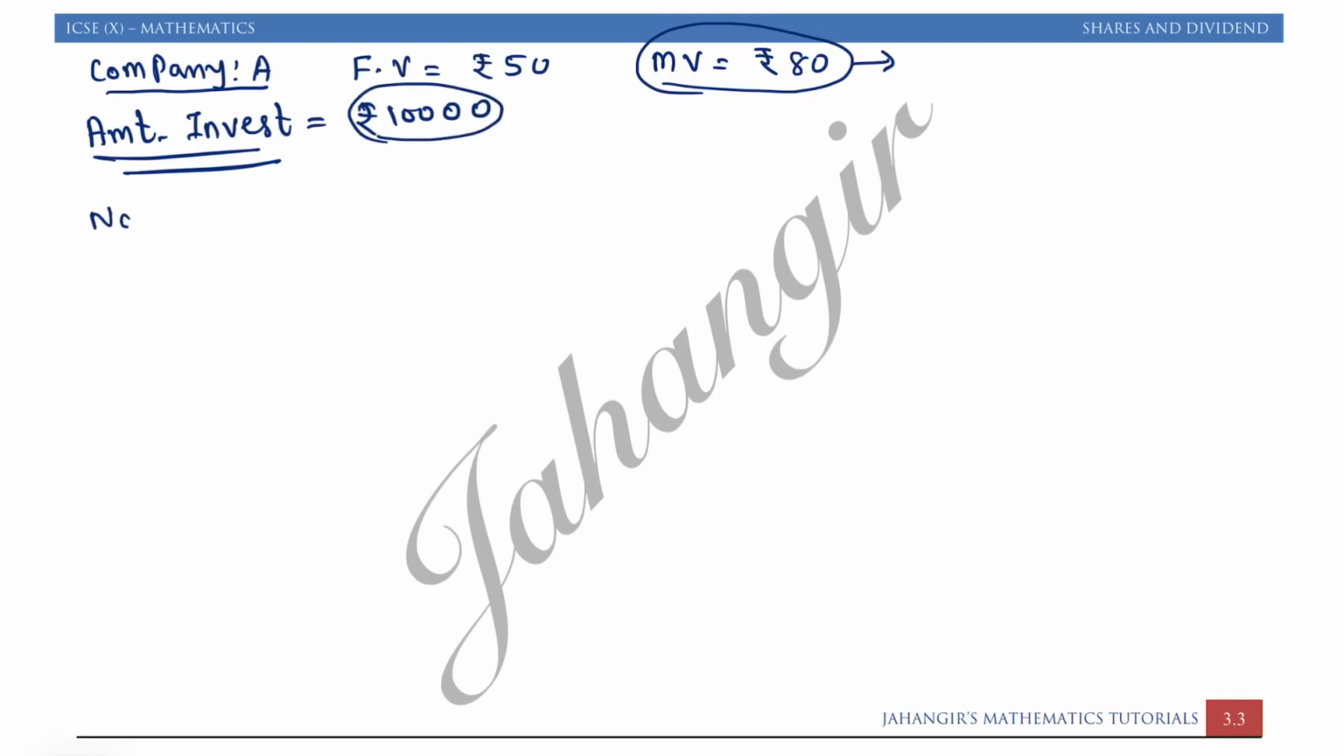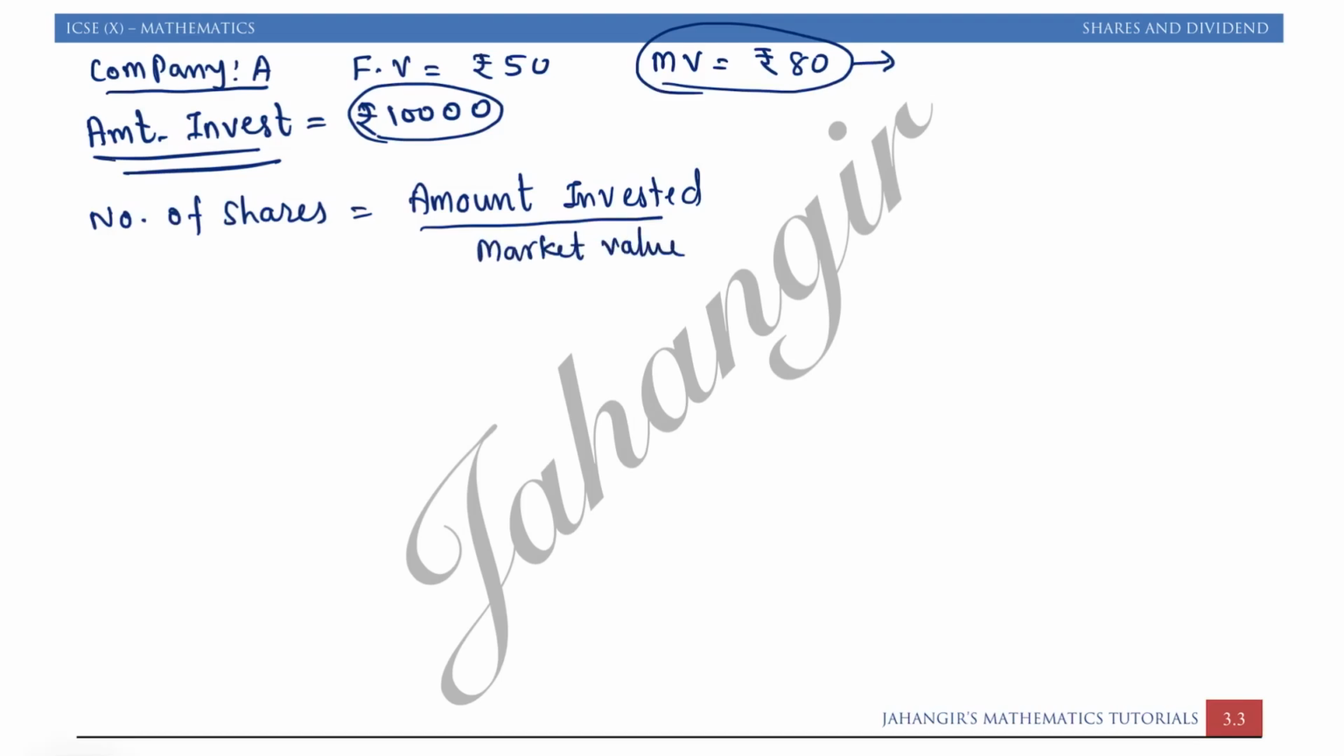So we can say number of shares is equal to amount invested upon market value. That is, 10,000 will be equally divided by 80 rupees. So 125 shares you can buy with rupees 10,000. Okay, hope you have understood.